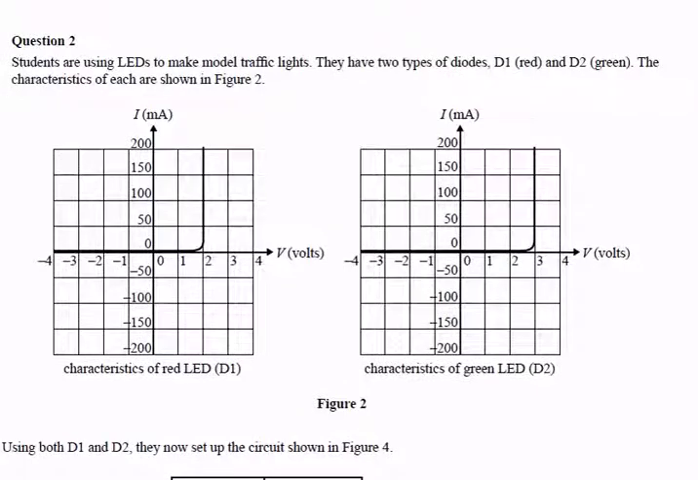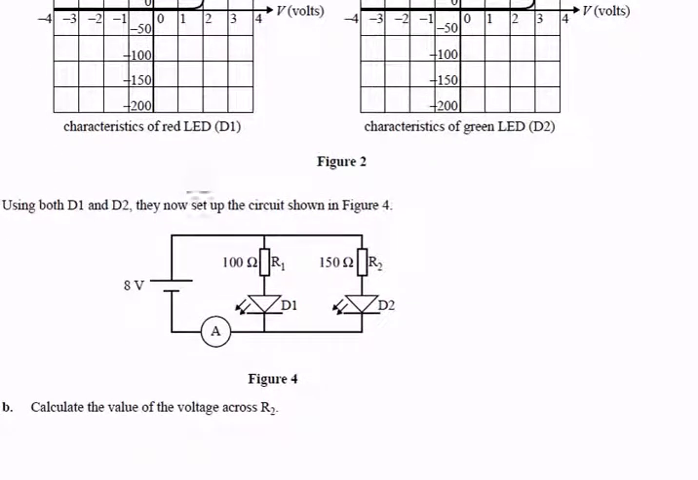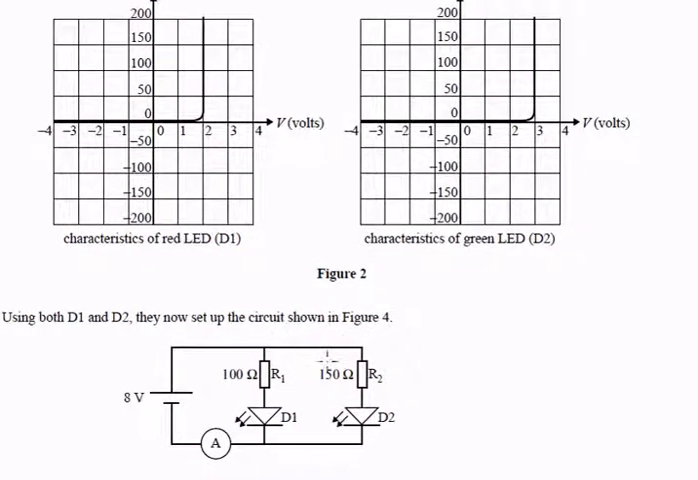Right, I've copied and pasted the same guys over, but here's the question for B. Now they use D1 and D2 in the circuit, and calculate the voltage across R2. So R2 is over here. What I know is in each arm of the parallel, this is a parallel circuit, over both of these things is 8 volts. Each arm is always the same in a parallel. So 8 volts over both of them.